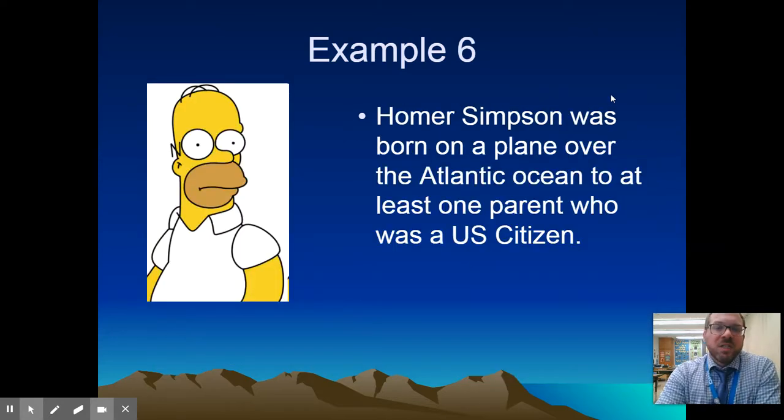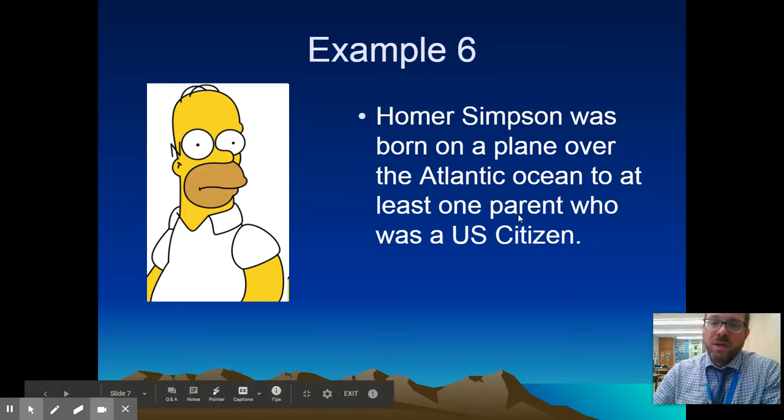The final one. Homer Simpson was born on a plane over the Atlantic Ocean to at least one parent who was a U.S. citizen. Is that birth or naturalization? That would be birth because at least one parent is a U.S. citizen.